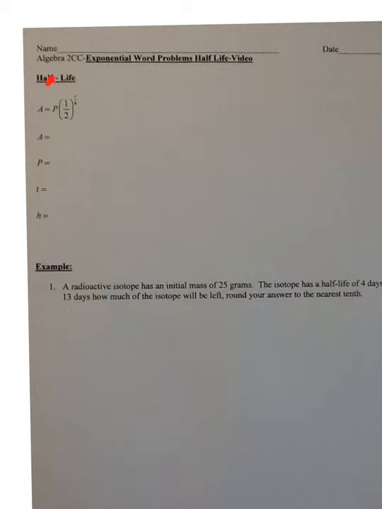So today what we're going to be working on is the half-life formula. The half-life formula is A equals P times 1/2 raised to the T over H power. Just like the other day, A is your final amount. P is your initial value, or your starting value. T is your time. H is your half-life time.